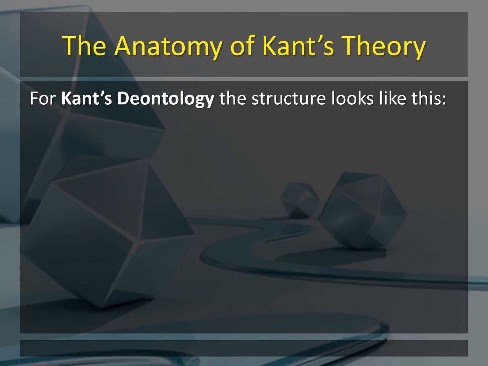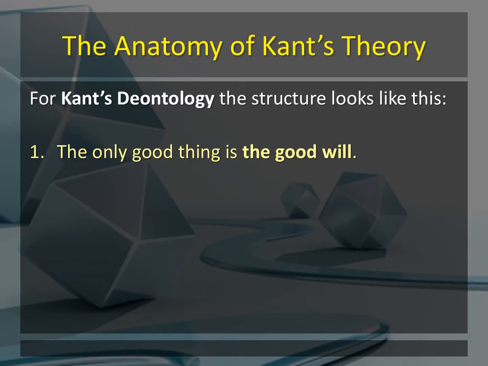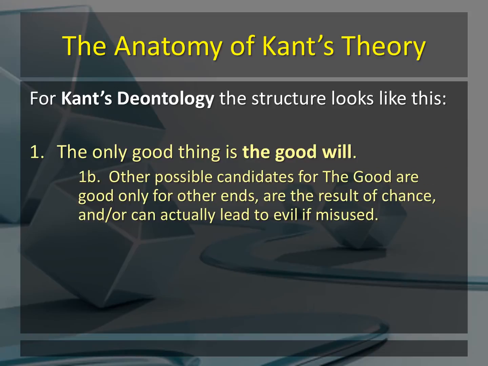So, here is how the anatomy of an ethical theory breaks down for Kant's deontology. The conception of the good, according to deontology: the only morally good thing is the goodwill. Other possible candidates for the good are good only for other ends, or the result of chance, or actually lead to evil if misused. We will discuss this more in just a couple slides.